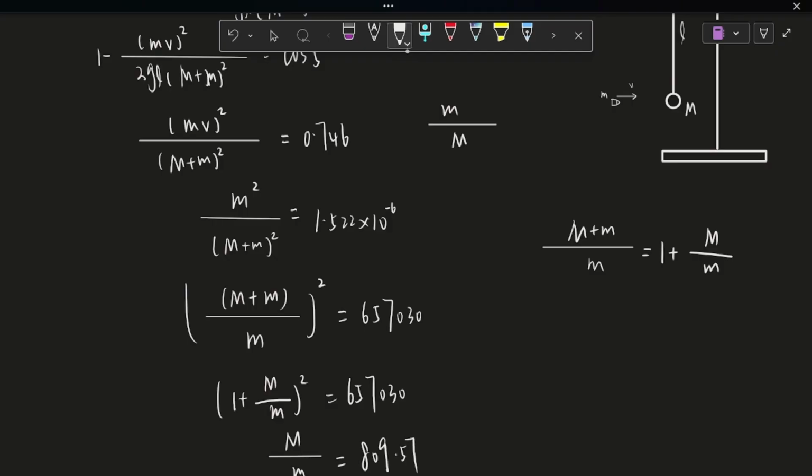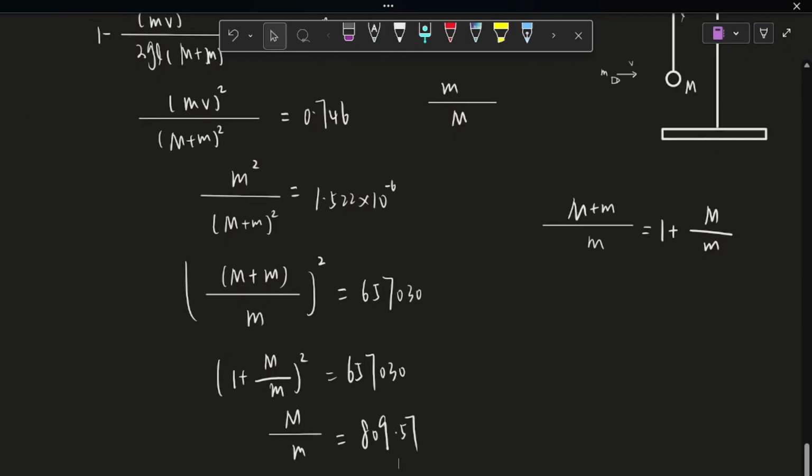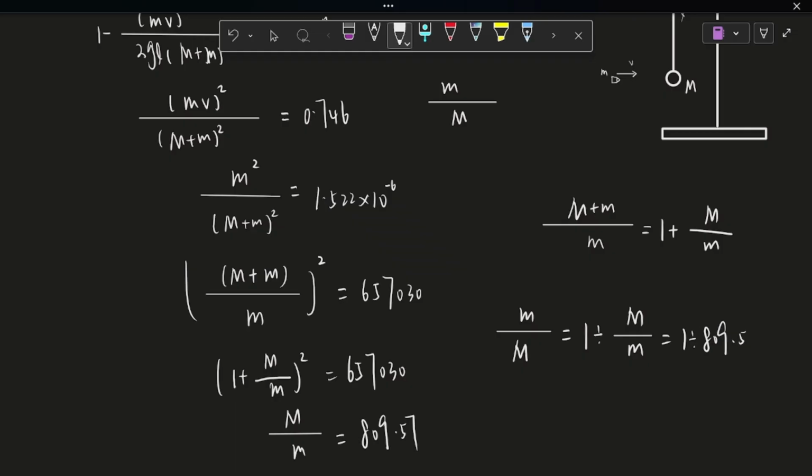The question is asking you the maximum ratio of the bullet's mass to the ball's mass. So it's actually little m over big M. So we must use 1 divided by big M over small m, which is 1 divided by 809.57, which we can get is around about 1.235 times 10 to the negative 3. This is your final answer.